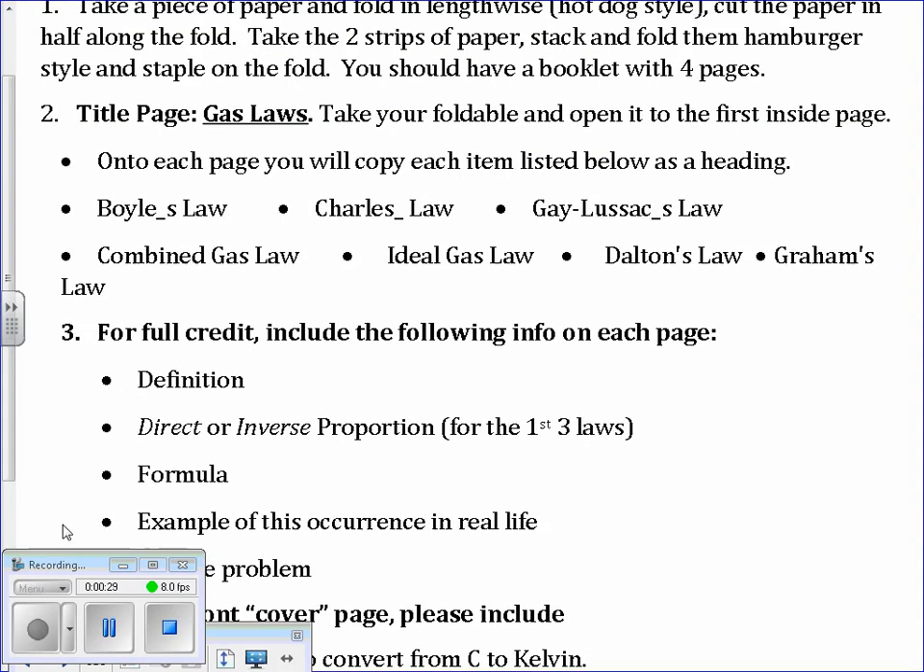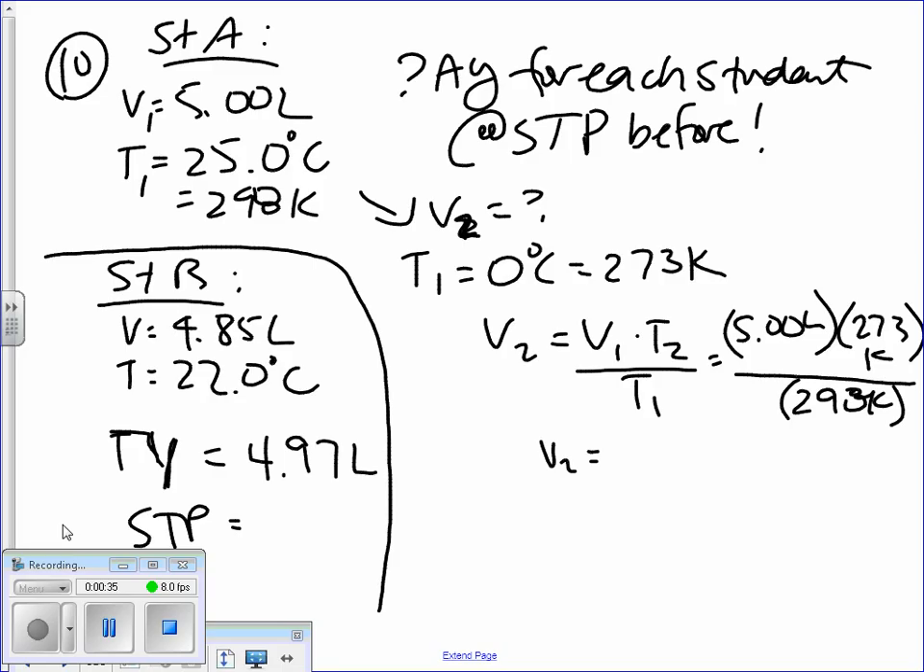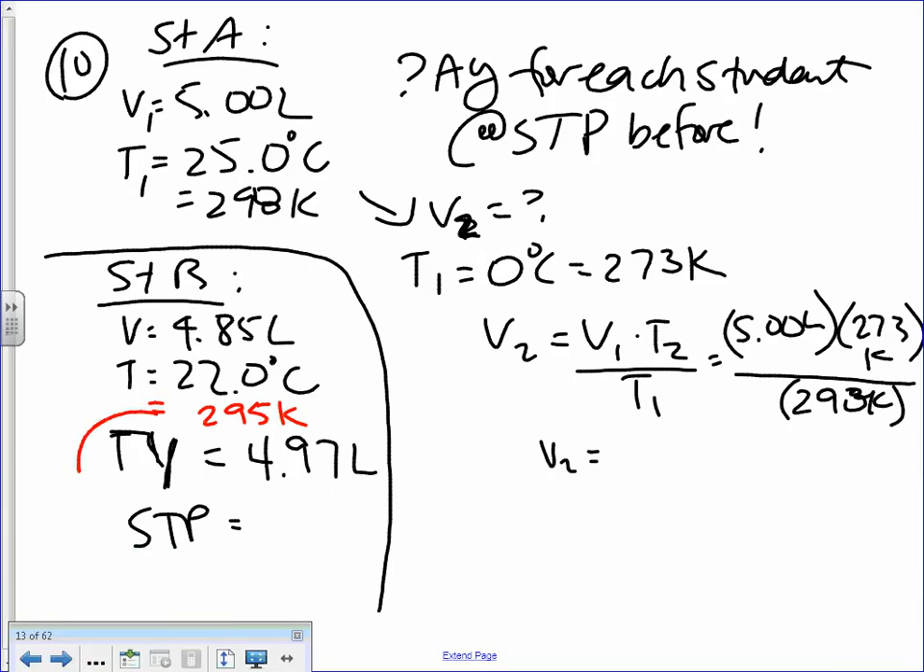And here we go. Student A for number 10 is what I'm starting with. You were told that student A collected 5 liters of gas at 25 degrees Celsius, which is 298 Kelvin. That's information about student 1. Student 2 had 4.85 liters of gas at 22 degrees Celsius, which we would then convert to Kelvin, which would be what? 295 Kelvin. And then it said the theoretical yield for the gas at STP is 4.97.